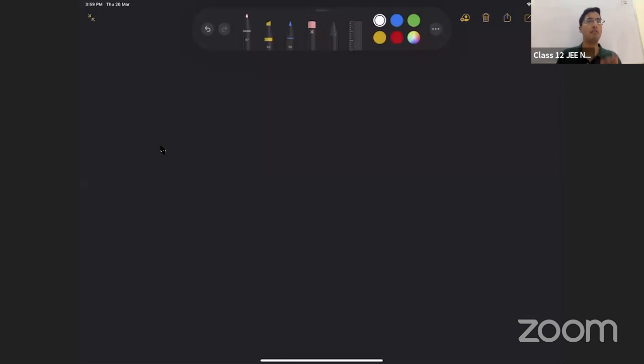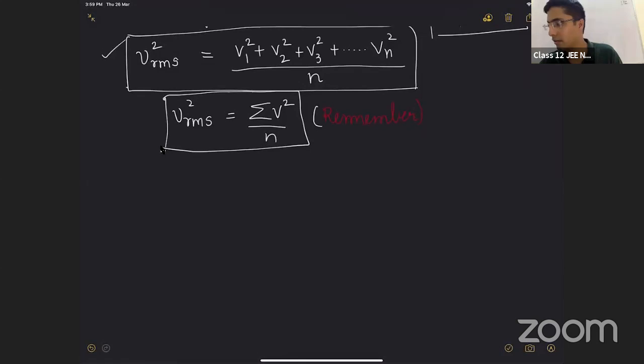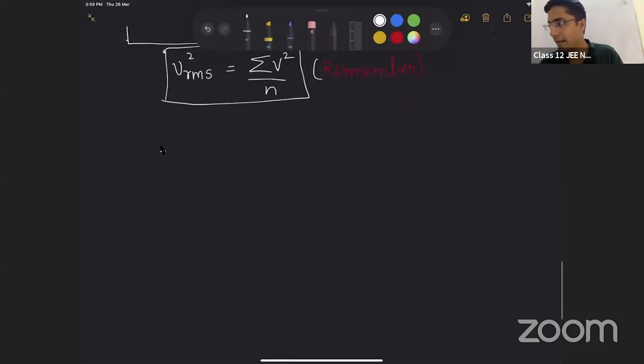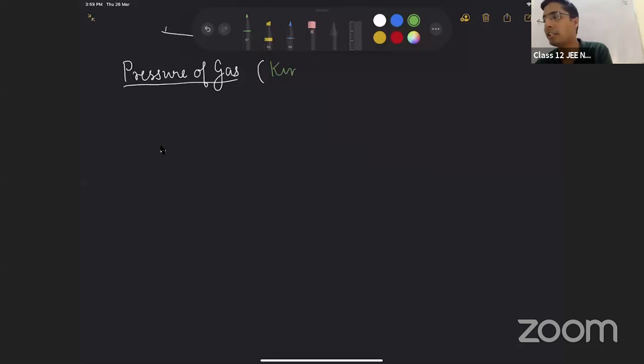Okay, just remember this. Now let's move forward. Now what we need to understand here is we are now going to find a quick derivation for the pressure of a gas, and we will use kinetic theory to derive pressure.